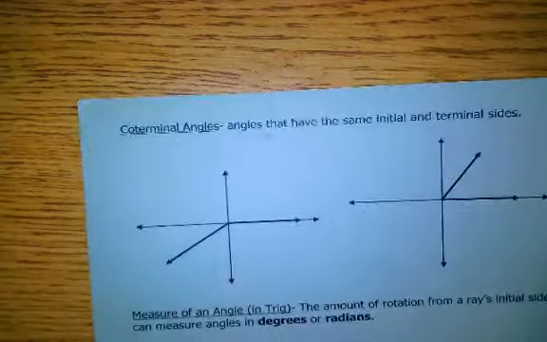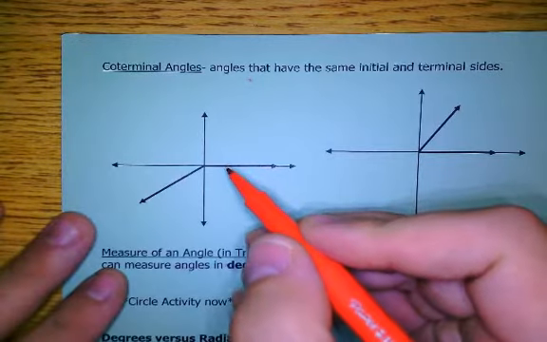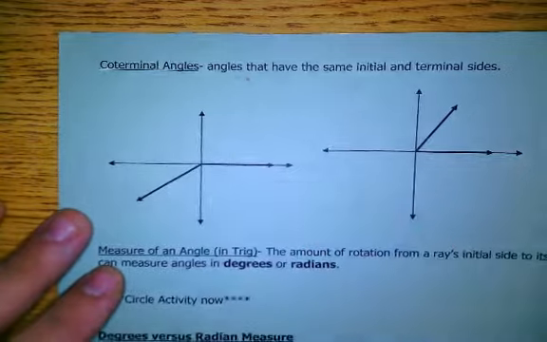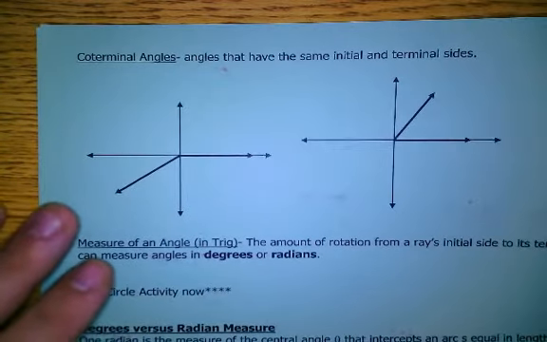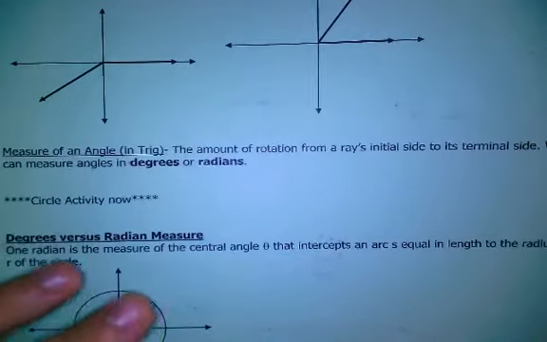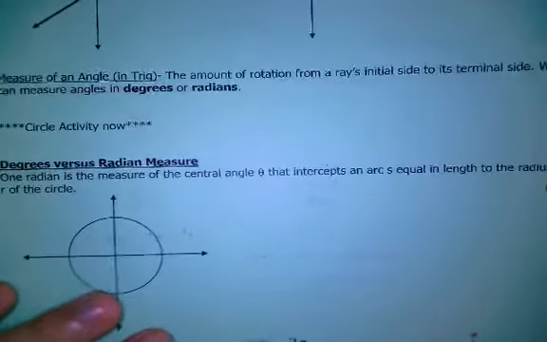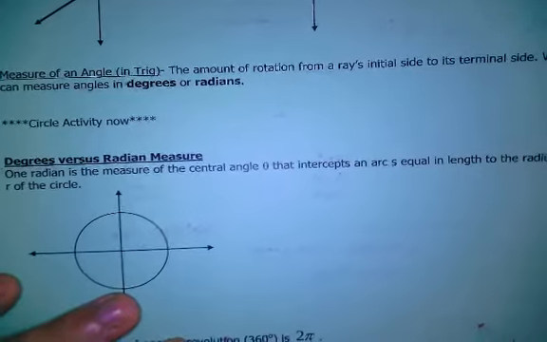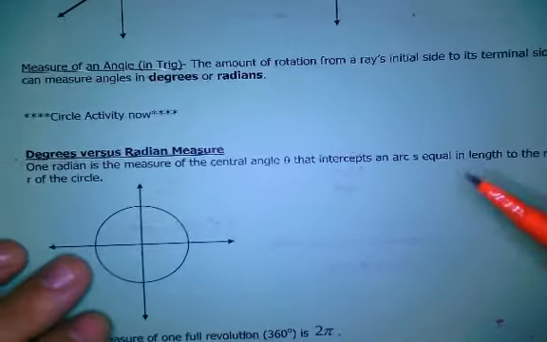Yes, these are coterminal right here. This is just so I can talk about these. So just kind of ignore those pictures right now. Okay. So we talked about degrees and radians already. Circle activity now. I already did it. Let's just move on.